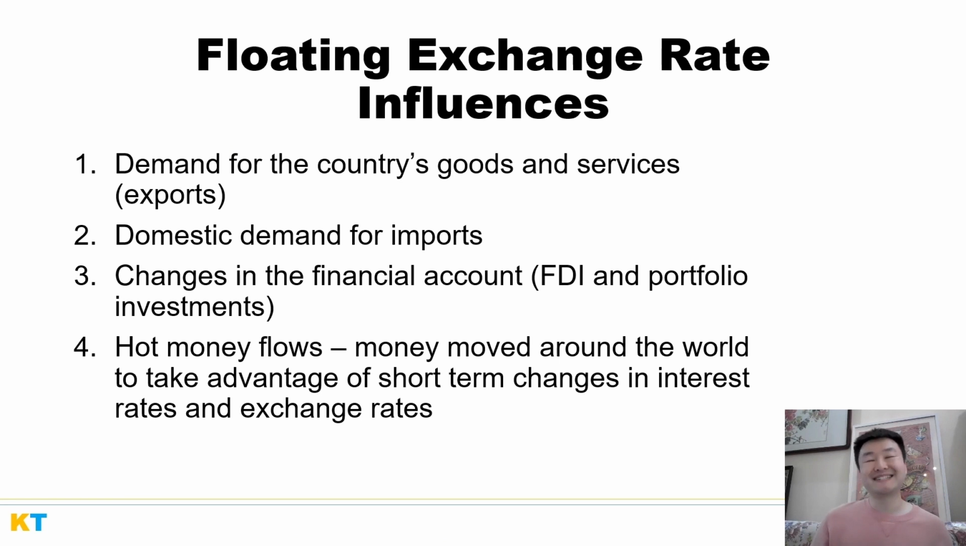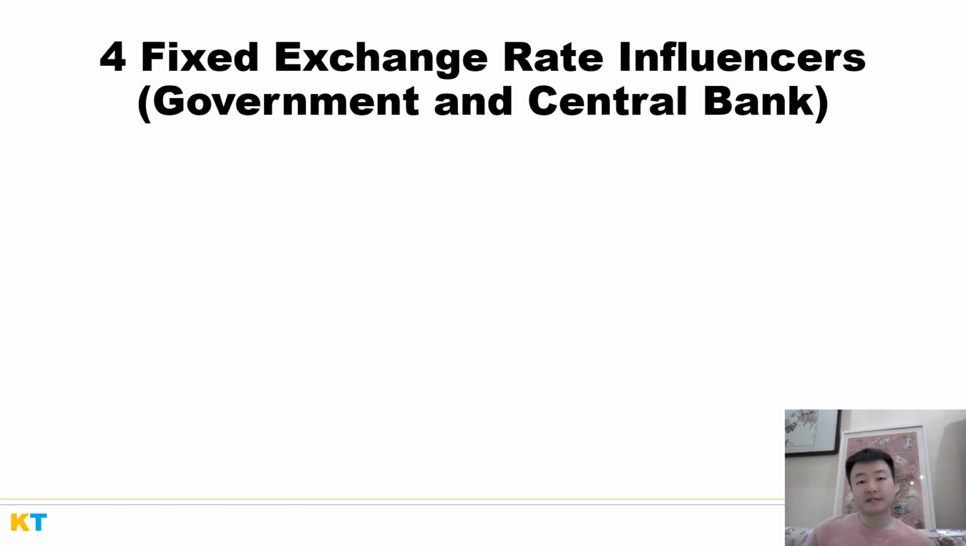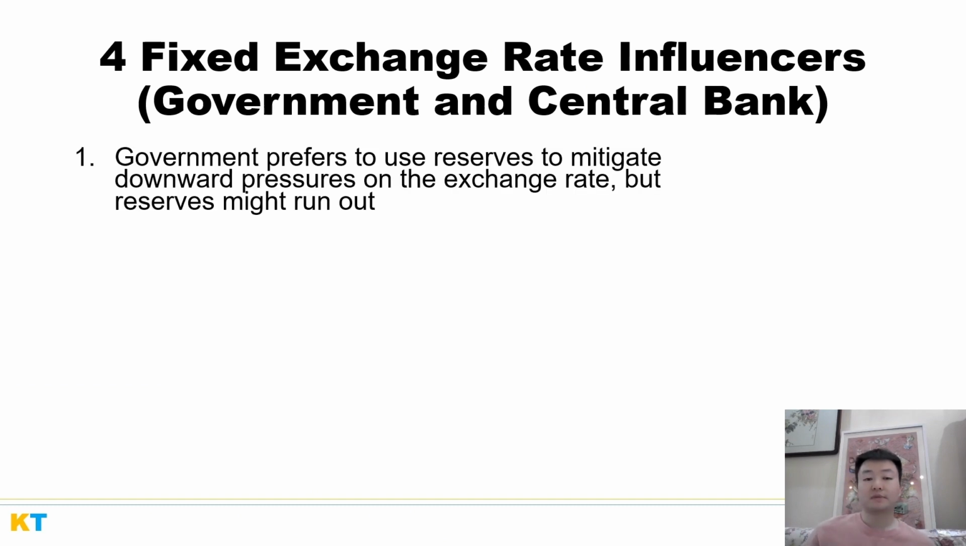And so if we want to adopt a fixed exchange rate system or a managed exchange rate system, then we need policy to manage each of these separate parts. Now, if a country has a fixed exchange rate, then what is it influenced by? Well, there are 4 things. Number 1, the government prefers to use reserves to mitigate downward pressures on the exchange rate. Now, the problem of that is reserves might run out unless we have a huge amount of foreign reserves. If our exchange rate keeps deviating from the rate we set, we might run out of reserves just trying to manage the exchange rate. And so the first influencer is reserves.